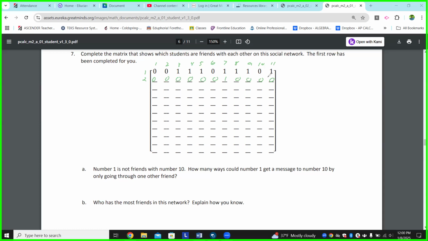Big thing on this friendship thing, don't forget to also look at the lines below it so you can see multiple connections there.